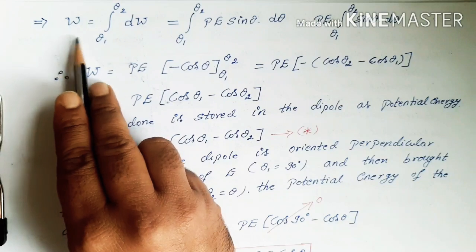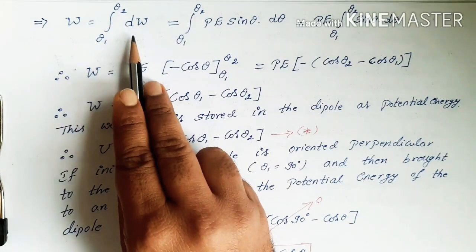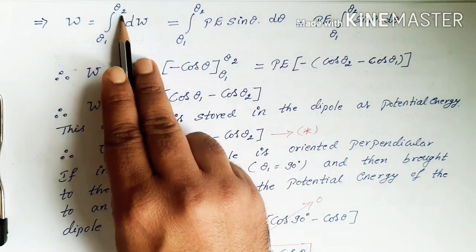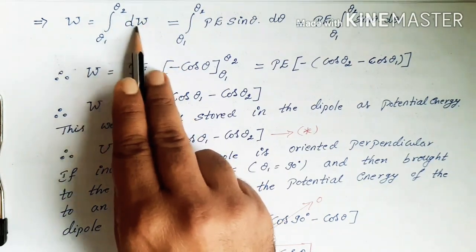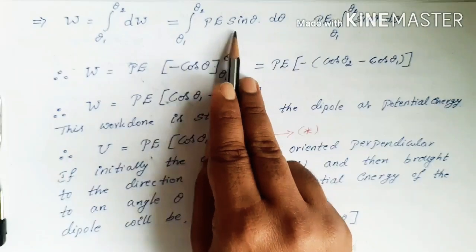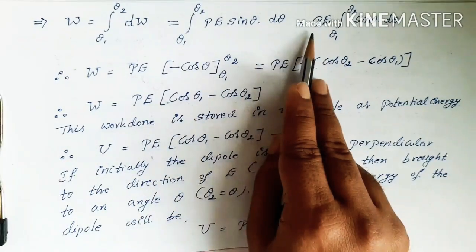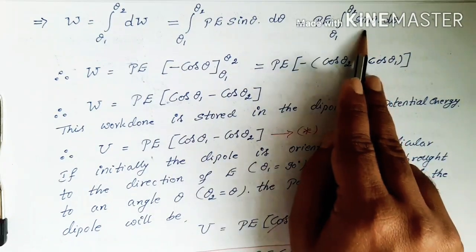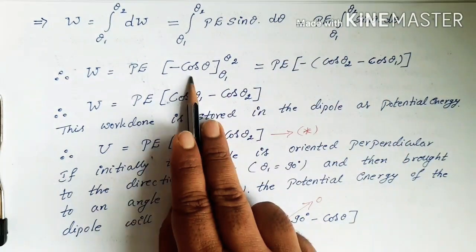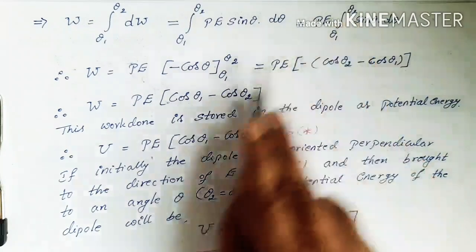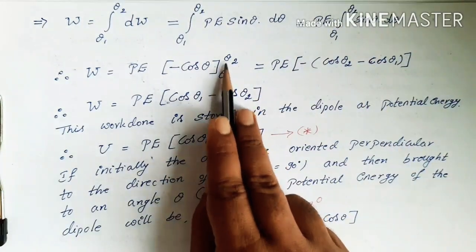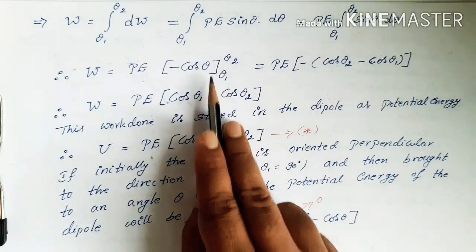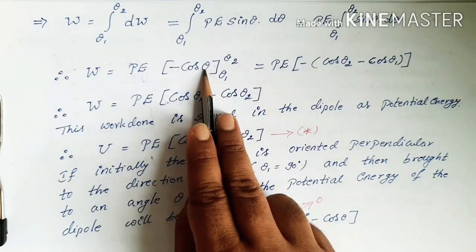The total work done W is the integration of the previous step, that is dW. We are integrating from the initial angle theta 1 to the final angle theta 2. The dW value from the last equation is P sin theta d theta, and here the P E is taken outside, we are integrating sin theta. The integration of sin theta is minus cos theta, and the limit varies from the lower limit to the upper limit, that is theta 1 to theta 2. Okay, we have to keep it as it is. And now we have to apply this upper limit minus the lower limit concept.